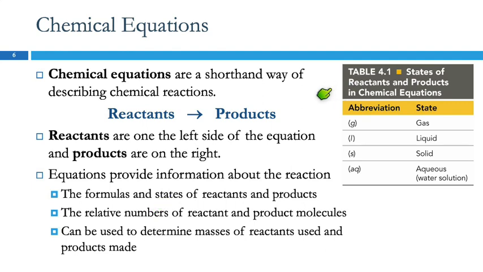These are called state symbols. We often see these after the formulas in chemical equations. G means that substance is in the gas state, L is liquid state, S is solid state, and AQ stands for aqueous, meaning it's dissolved in water, a water solution. The equation is also going to give us the relative numbers of reactant and product molecules. And we can use those equations to figure out the masses of reactants that get used and the masses of products produced.